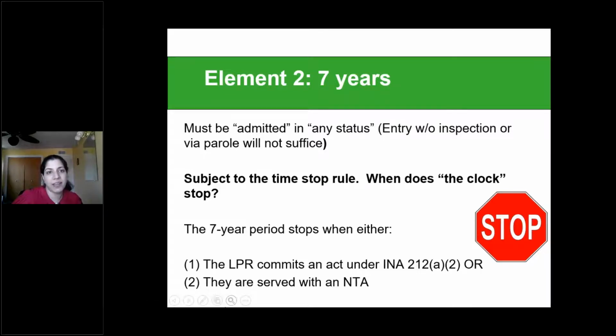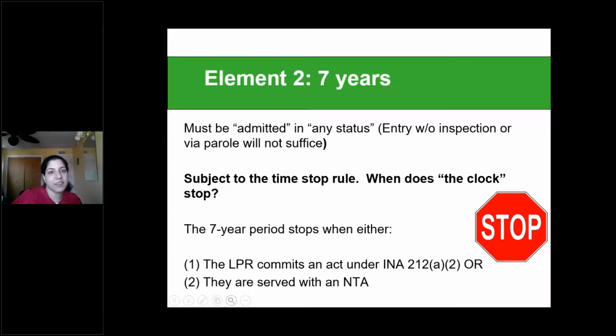However, it need not be that the person stay in that status. So for example, somebody could enter the United States on a student visa, fall out of status, later on adjust their status to LPR, and that date that they entered on the student visa, so long as they have remained in the US since that entry, would count as the date beginning the 7 years.